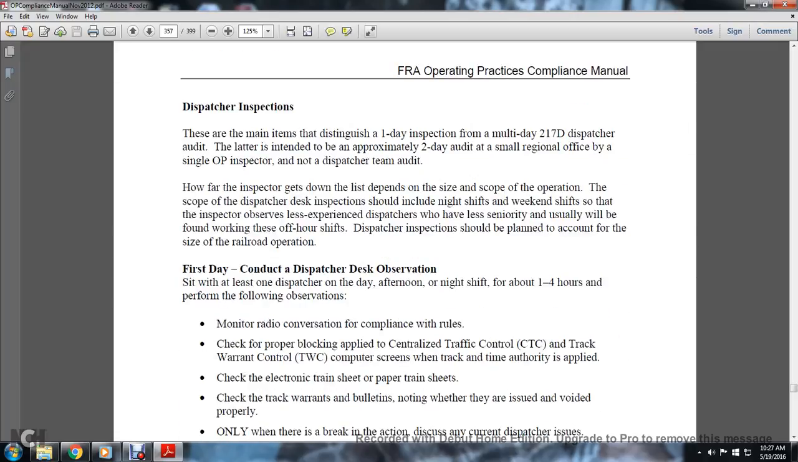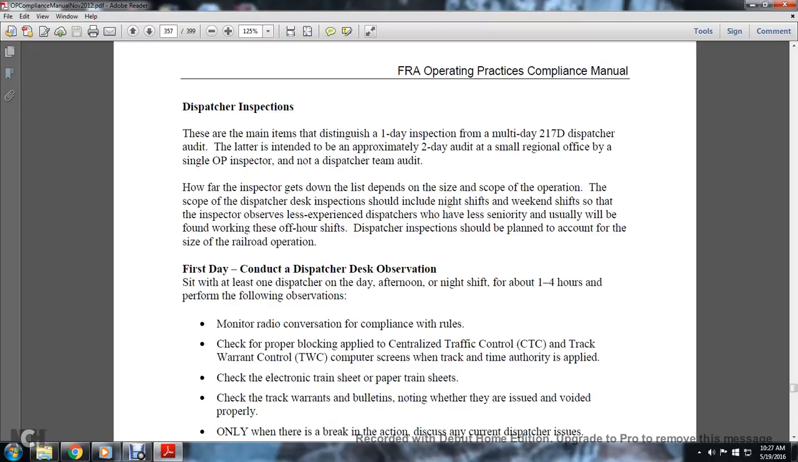District inspection, dispatcher inspection. The main item of the distinguished one-day inspection for the multiple day 217D inspection. Dispatcher audit. The latter is intended to be approximately a 2-day audit of the small regional office of the signal and operation practice inspector. Note that in a dispatcher team audit, however, the inspector can get down in the list depending on the size of the scope of the operation.